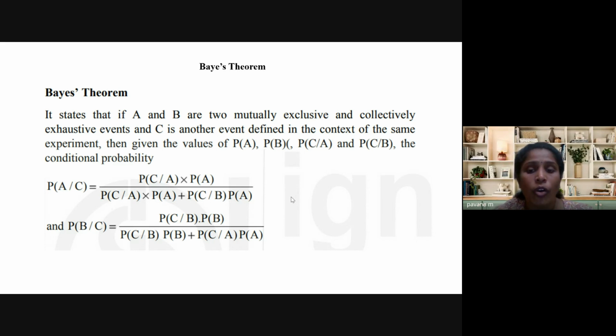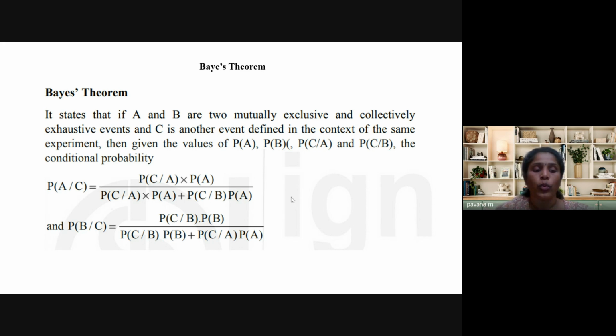Okay, now the formula. In this particular situation we are calculating P of A by C. That means when the C condition has happened in that particular experiment, what is the probability of A occurring, or the probability of A happening when C already exists. So P of A by C is equal to P of C by A into P of A, divided by P of C by A into P of A plus P of C by B into P of B. It is not P of A, it is P of B.